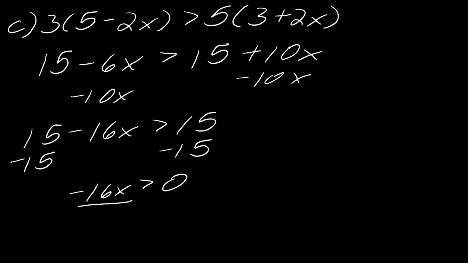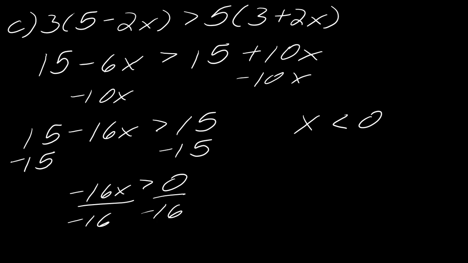And so now to finish solving for x, I just divide both sides by negative 16. Now remember, if you divide by a negative number, that is going to flip the direction of your inequality. So in this case, my answer is going to be x is less than 0. So 0 divided by anything is just 0.